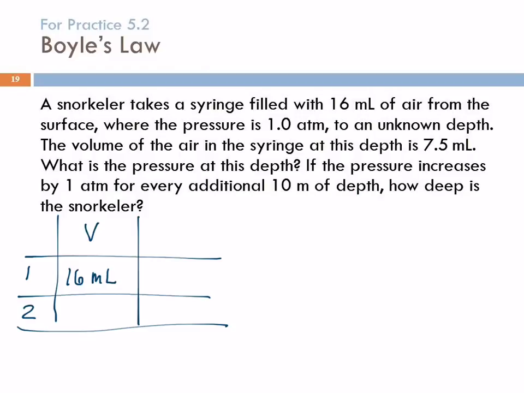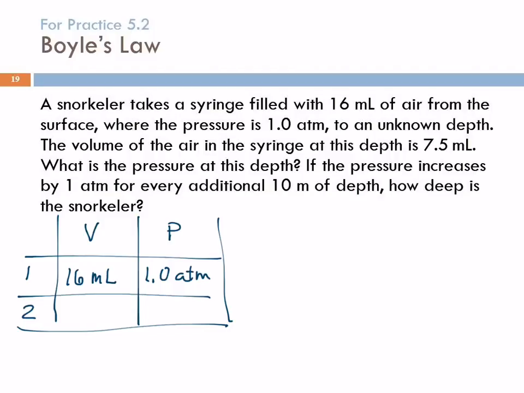The next number I come to is 1 atmosphere. It even says the pressure is 1 atmosphere. So 16 milliliters at the surface where the pressure is 1 atmosphere. Those two numbers go together. So I'm going to write those in row 1. So I've got 1 atmosphere, and that's the pressure.